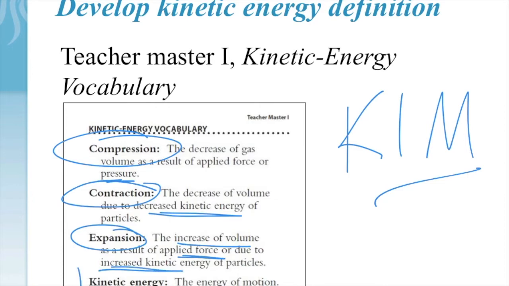And again, kinetic energy is the energy of motion. If you're moving, you have kinetic energy. If a ball is rolling down the hill, it has kinetic energy. If a truck is moving, it has kinetic energy. And so those are the terms you're going to need to add to your vocabulary list using that KIM form. Save those to your Notability page.